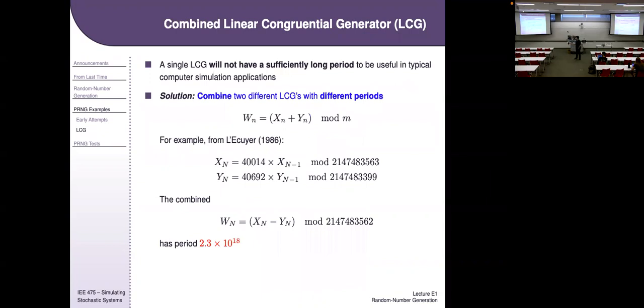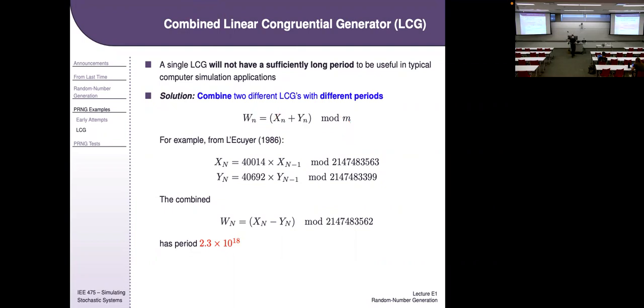All right, so if I want to extend the LCGs to have much longer cycles, then I can do what's called a combined linear congruential generator, or a CLCG. And so this is a simple idea. I just basically take two linear congruential generators, add them together, and then mod the sum.